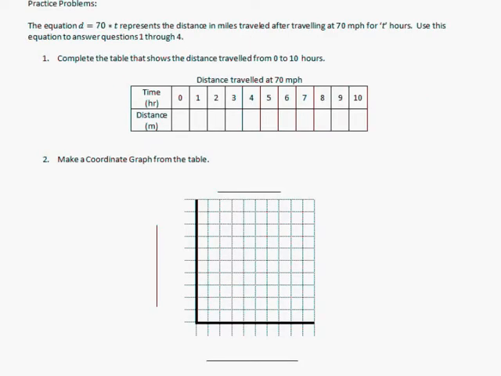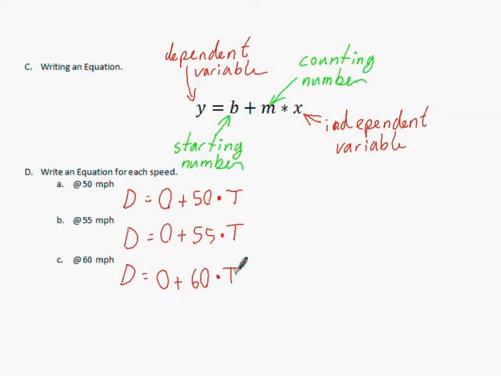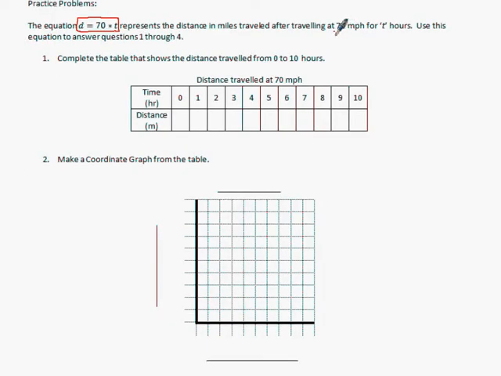Alright, let's jump to our practice problems. Okay, we're given a new equation this time. The equation D equals 70 times time, so pretty much the same thing as we just had, represents the distance in miles traveled after traveling at 70 mile per hour for T hours. So we had 50, 55, 60. Now we have 70 mile per hour. We use this equation to answer questions 1 through 4.